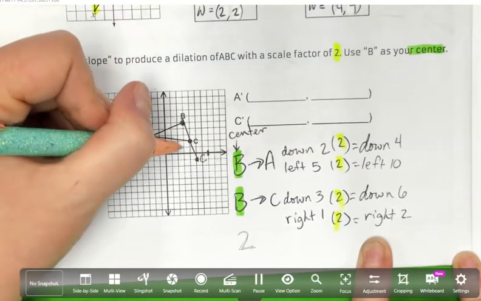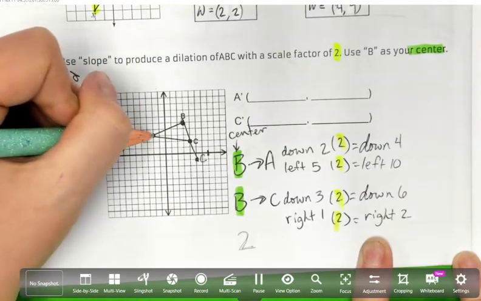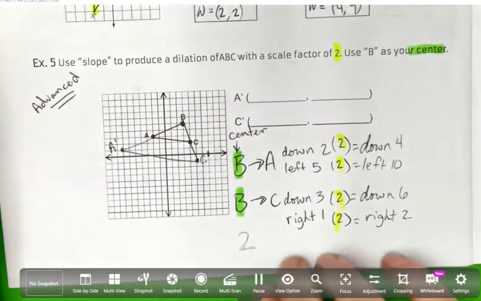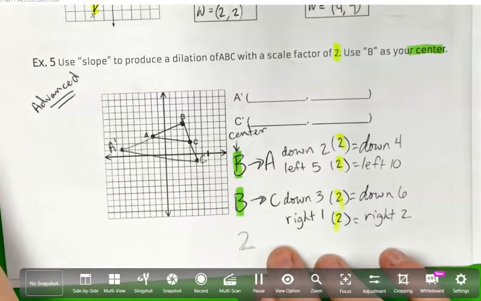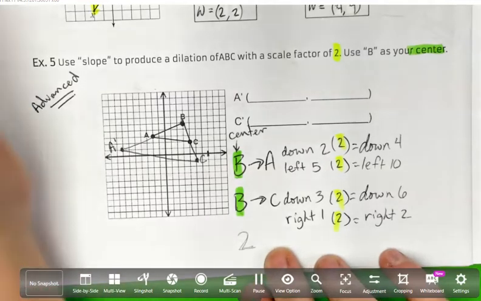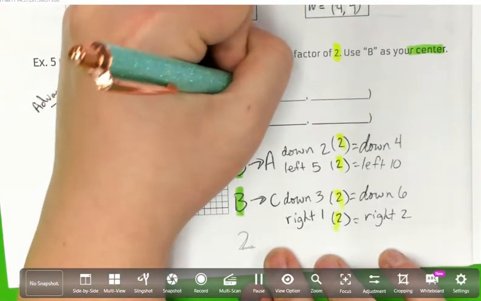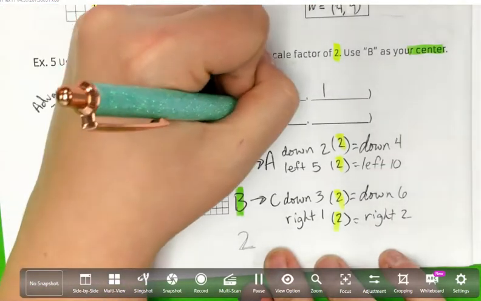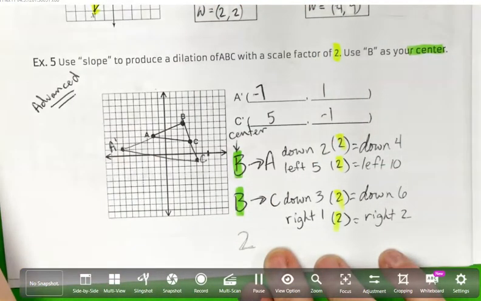So you're counting down 4, left 10. There's my new bigger shape. And my new A prime is -7, 1. My new C prime is 5, negative 1.